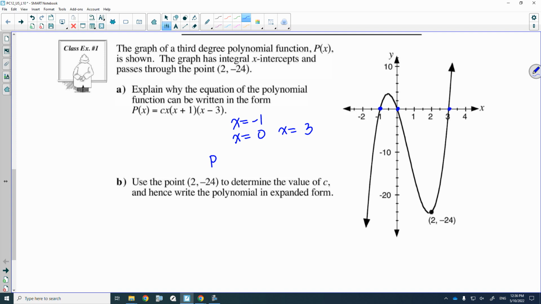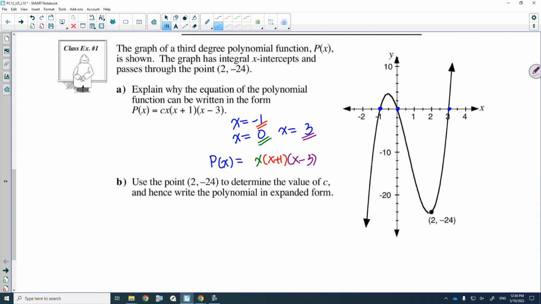So we said, okay, p of x is equal to, the factors would be, if you have a 0, that's just going to be an x, right? And then if you have a 0 at -1, that factor would be x plus 1. And then if you have a 0 at 3, it would be x minus 3. That's all we did up to here, right? We box this in, that would be done.